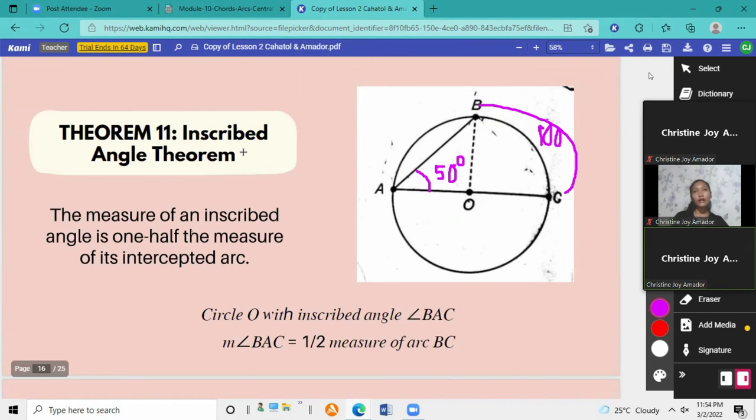Again, the difference between a central angle and an inscribed angle is that the measurement of a central angle is equal to its intercepted arc. For example, if this is our circle and this is our central angle, let's say the measurement of our arc from here up to here is 15. Then the measurement of this angle is also what? It's also 15, because this is based on the central angle. The measurement of a central angle is equal to its intercepted arc. Well, for an inscribed angle, the measurement of the inscribed angle is 1/2 the measurement of its intercepted arc.